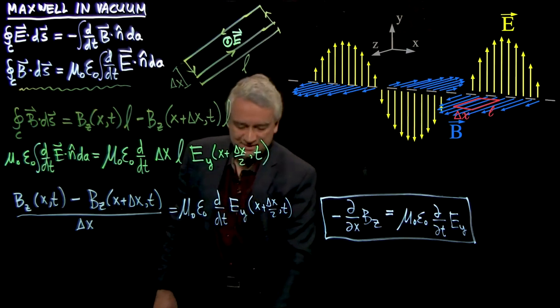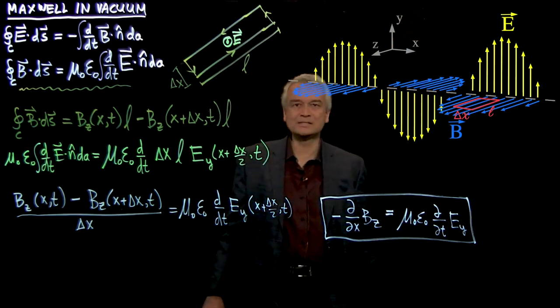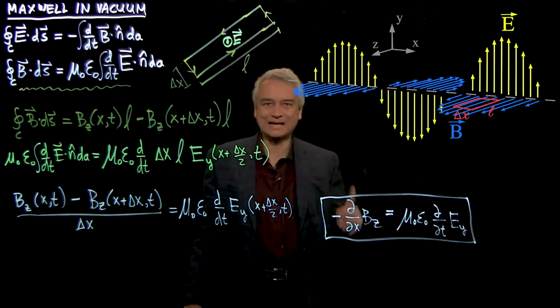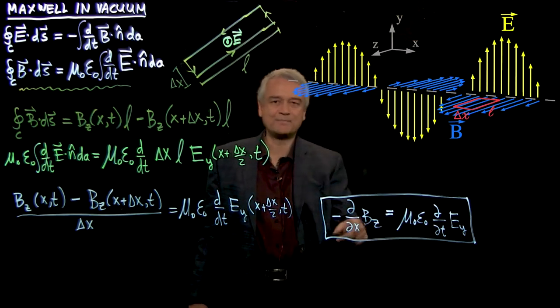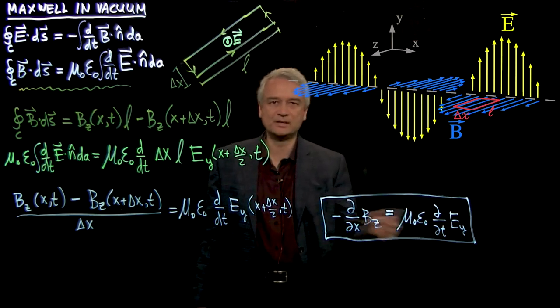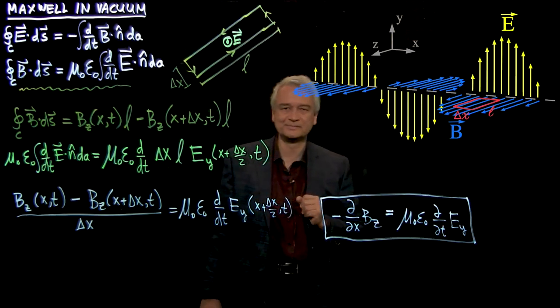So what's this telling us? Remember, Bz and Ey are both functions of x and time, so I'm taking partial derivatives. This one I'm differentiating with respect to x, and this one with respect to t. And there's a relation between those two partial derivatives.